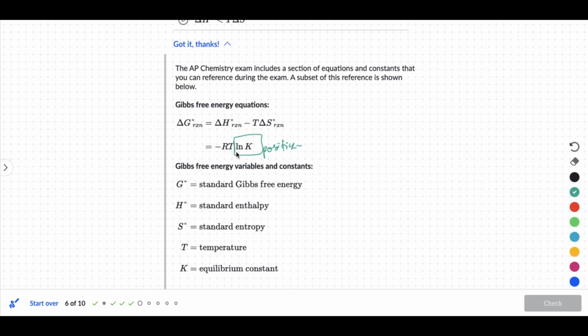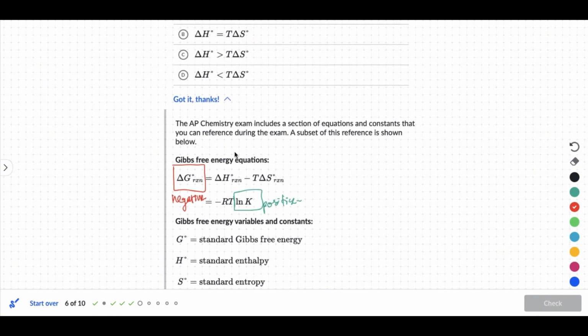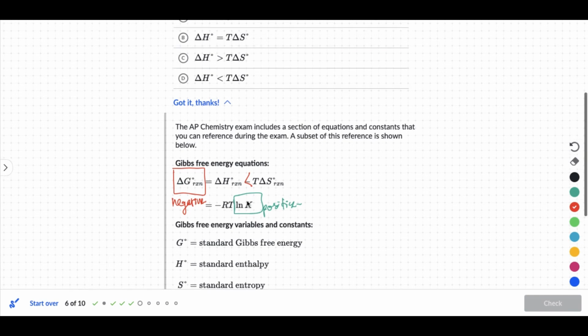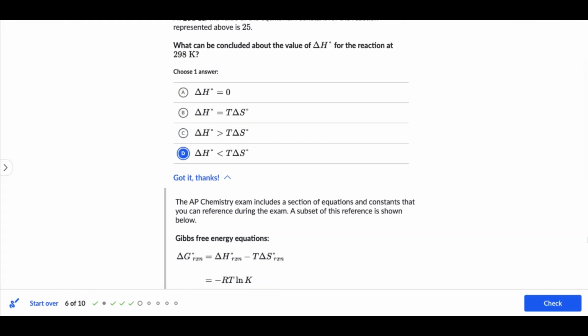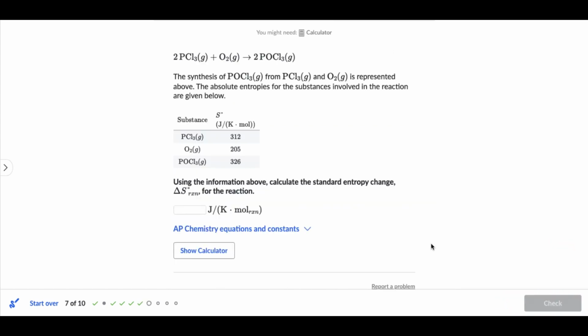Obviously, these two are positive too. So this is negative. And therefore this needs to be smaller, right? So that's how we do it. I'm going to choose D. And D is the correct answer.